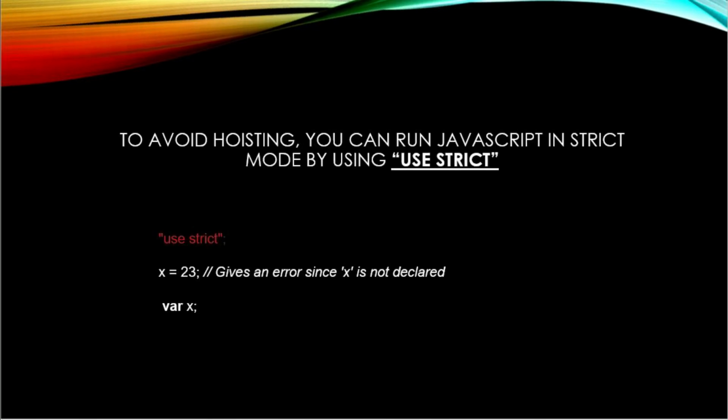Another point to be noted is that to avoid hoisting, you can run JavaScript in strict mode by using "use strict" on top of the code. Here if you see, x is equal to 23. After that, I am declaring the variable x. In general, this variable x will get hoisted and assign the value 23. But now here I am using use strict. So hoisting will not get executed in this code. So to avoid hoisting, you can run the JavaScript in strict mode by using use strict.